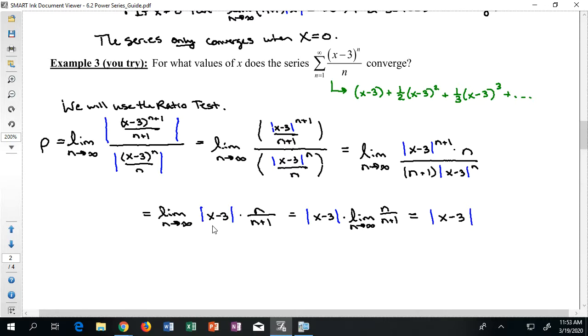Okay, so remember with the ratio test, what I'm always trying to determine is if the result of my limit was greater than 1, smaller than 1, or equal to 1. So here's the question. Is the absolute value of x minus 3 greater than 1, smaller than 1, or equal to 1?